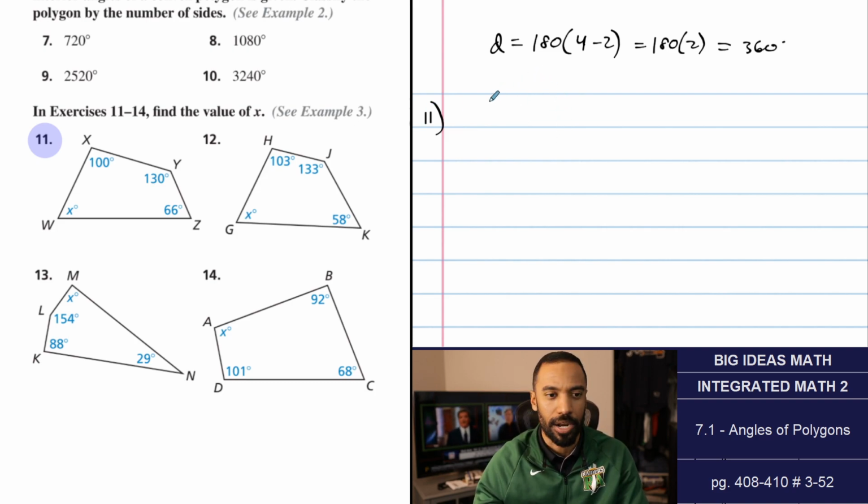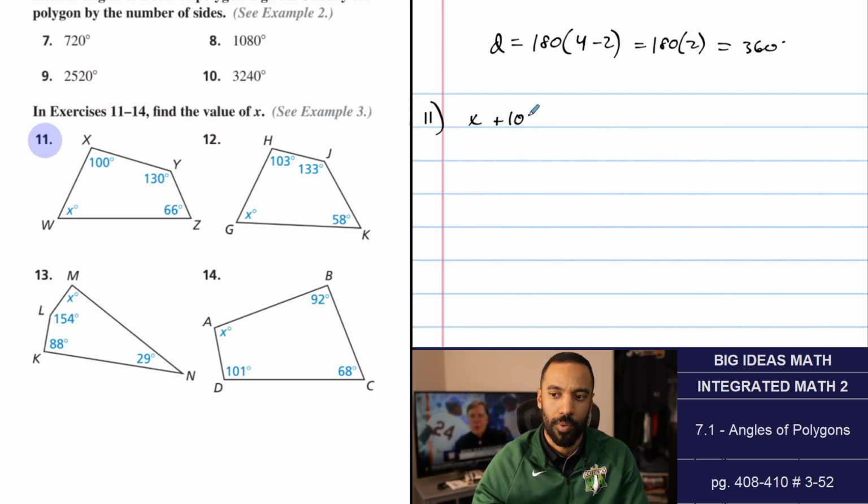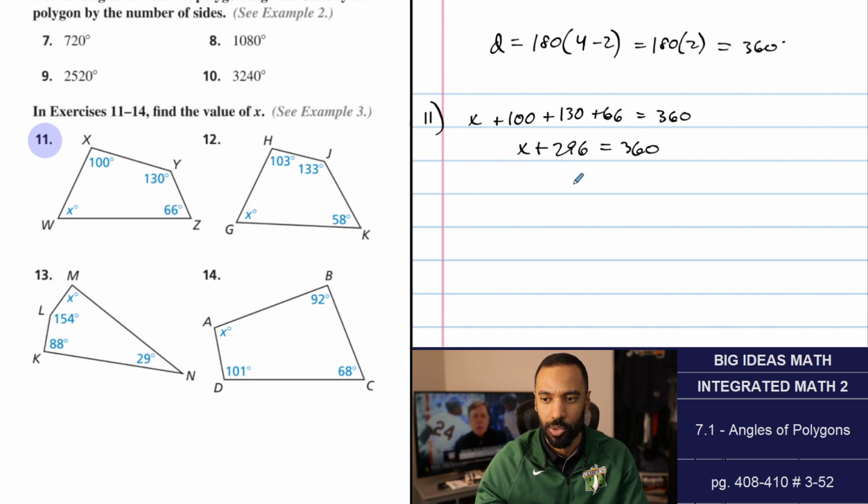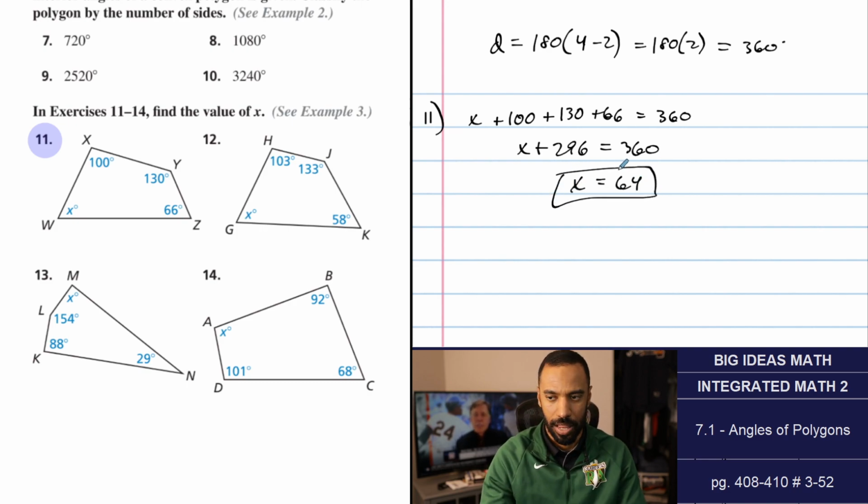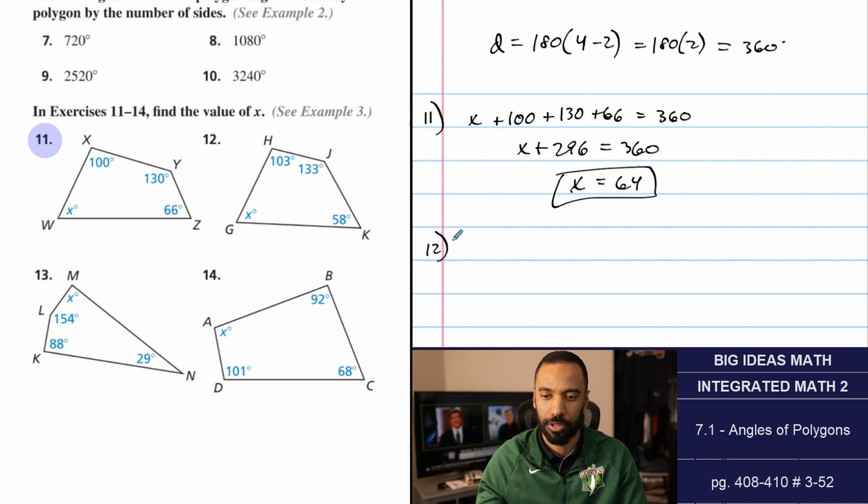So, for number 11, I'm going to add x, not the vertex, but the variable, with 100, 130, and 66, and that's going to be equal to 360. Let's solve for x. It's 230, 296. X plus 296 is 360. Subtract 296 from both sides, you get 64. X equals 64. That'll complete that one.